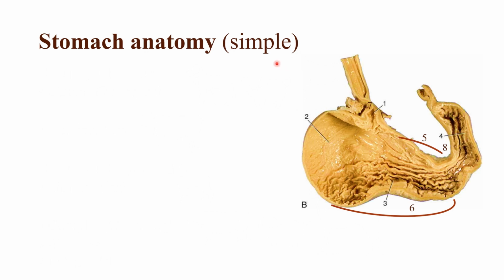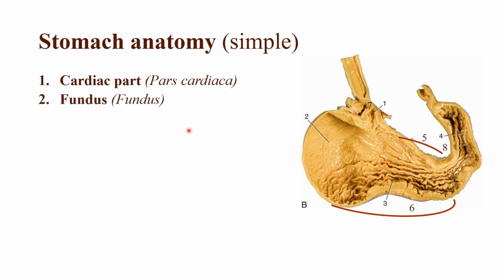Now we will dive into the simple stomach's anatomy. So here we have a carnivore's or a dog's stomach. First we have the cardiac part, which is right here. This is the area where the esophagus enters the stomach. Next we have the fundus, which is here. Then we have the body, which is here.